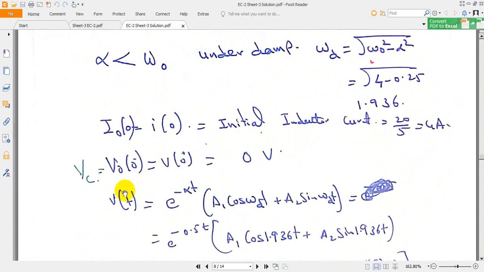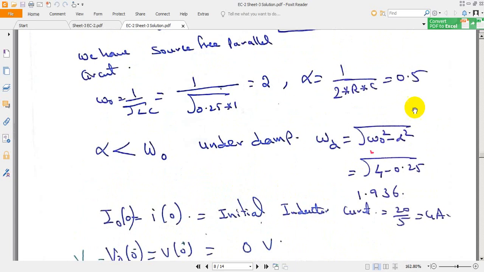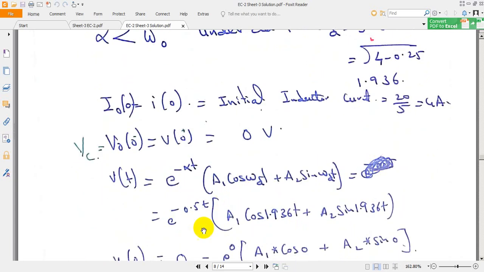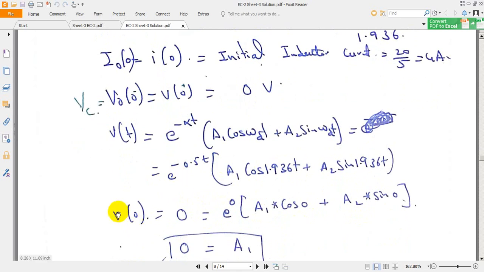Now, as the system is underdamped, for an underdamped circuit, the voltage across the capacitance will be v of t is equal to e power minus alpha t times a1 cos omega d t plus a2 sin omega d t. Substitute the alpha value 0.5 and the omega d value 1.936. Then substitute t is equal to 0.